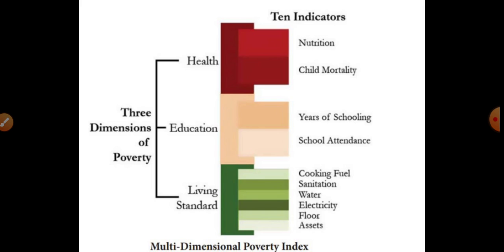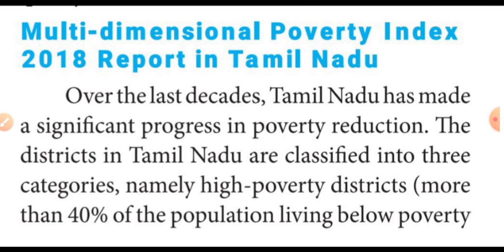Then we learned about the multidimensional poverty index 2018 report in Tamil Nadu. For example, the Tamil Nadu government makes more effort to reduce poverty. The districts of Tamil Nadu are classified into three categories. Do you remember, students, what the three categories are? Very good: high poverty districts, moderately poor districts, low level poverty districts.